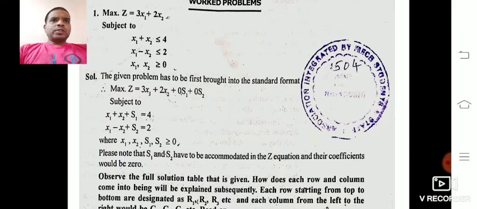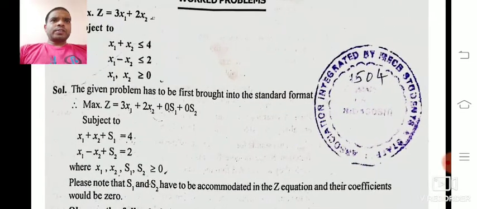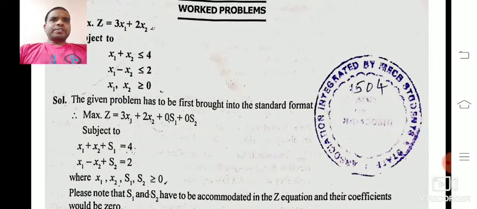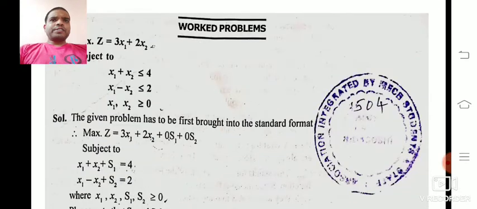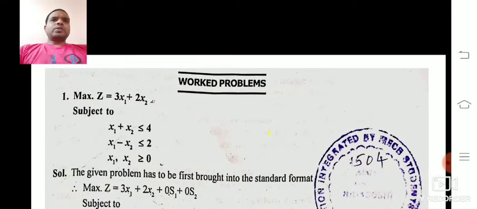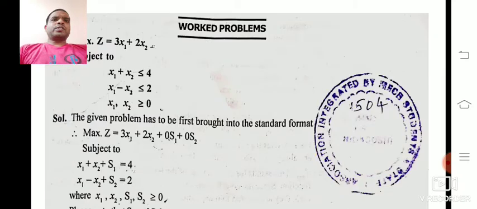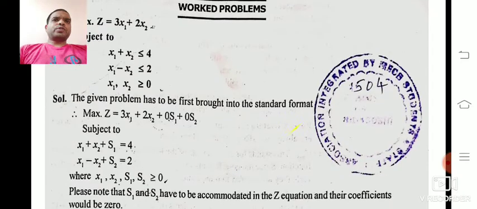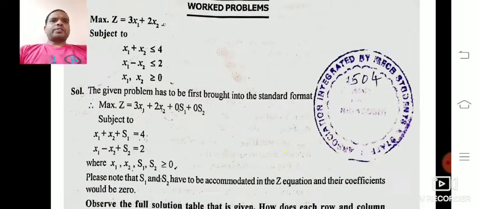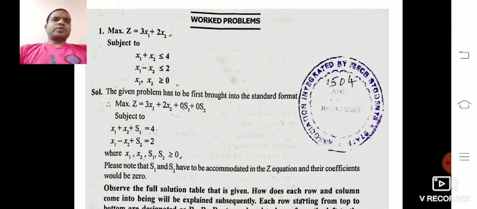Now this is the first problem he has given, that is maximization, z equals 3x1 plus 2x2, subject to x1 plus x2 less than or equal to 4, x1 minus x2 less than or equal to 2, x1 and x2 greater than or equal to 0. Please check whether this problem is in the standard format.